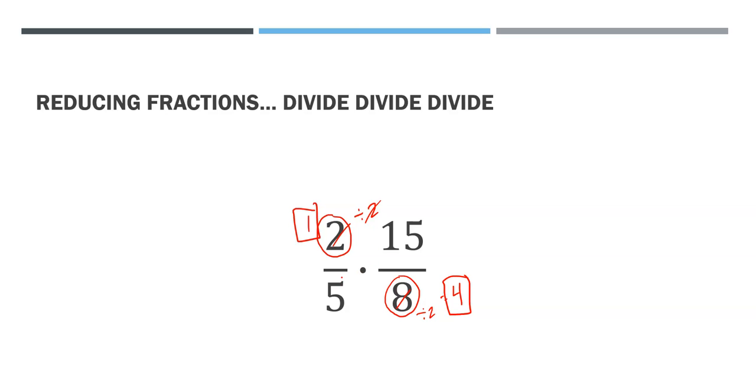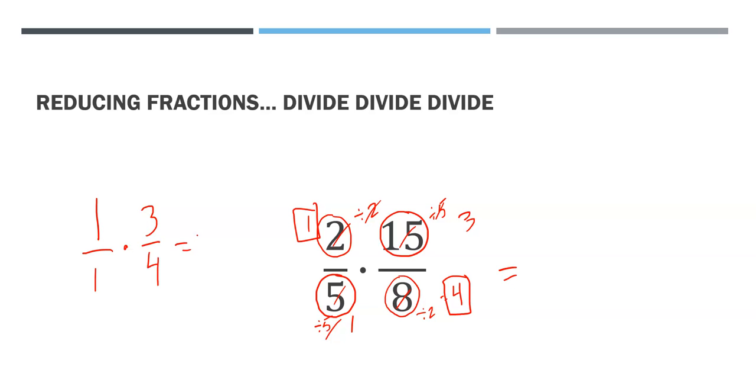I can do that with the other numbers too. Here's the 5 and here's the 15. Both of those are divisible by 5. So I divide by 5 here to get 1, and I divide by 5 here to get 3. Now I can multiply straight across. I have 1 times 3 and 1 times 4, and it's a lot easier to do this math. 1 times 3 is 3, 1 times 4 is 4. My answer would be 3/4.